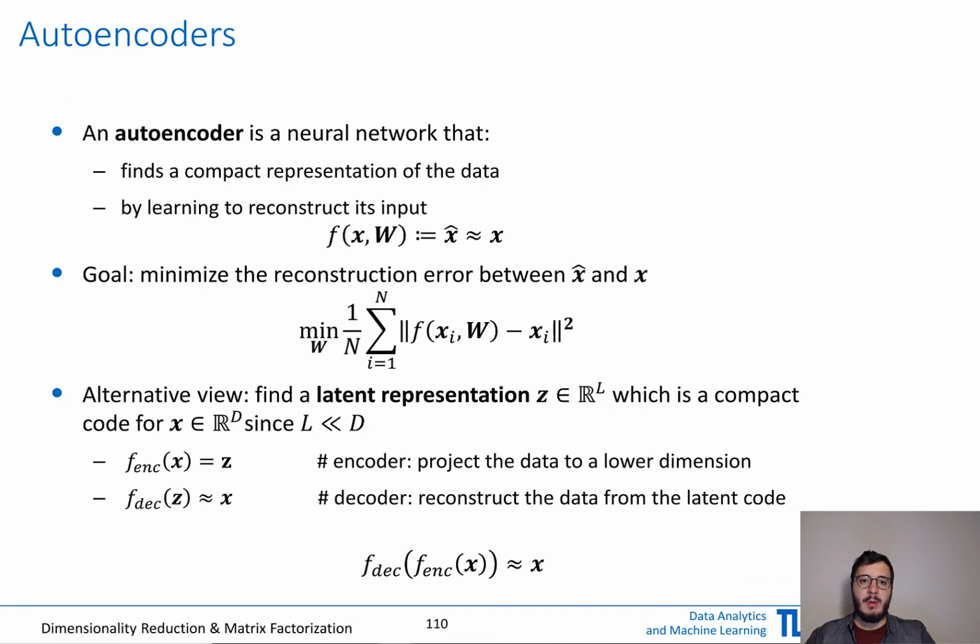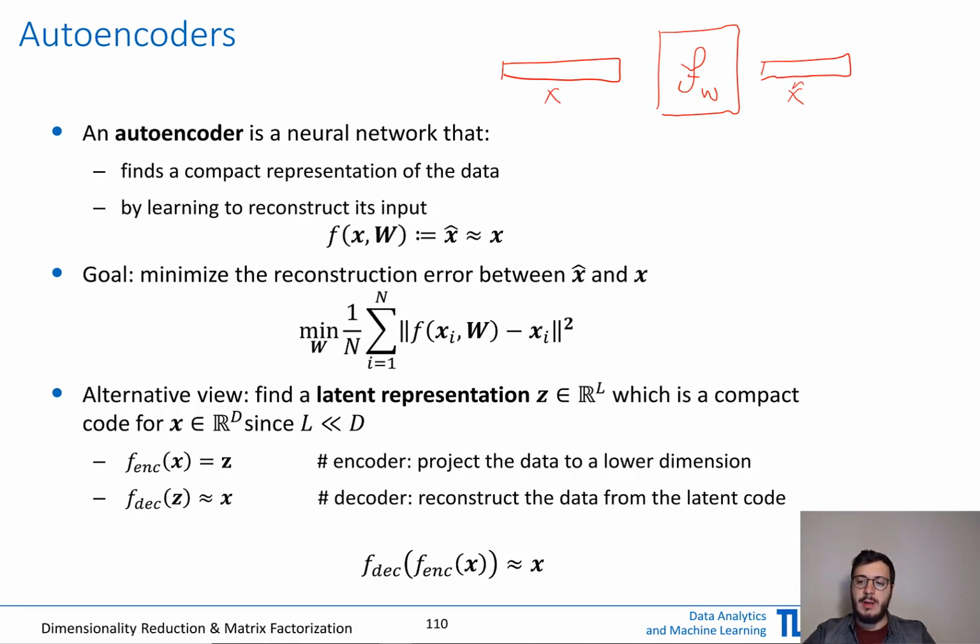The idea is simple. We're going to train a neural network called an autoencoder, which finds a compact representation of the data by learning to reconstruct its input. Let's illustrate how this works. We're given a d-dimensional input vector, let's call it x, and then we're going to pass this input vector into a neural network called f, which has parameters w, and this neural network is going to output another vector of the same dimensionality. Let's call it x hat.